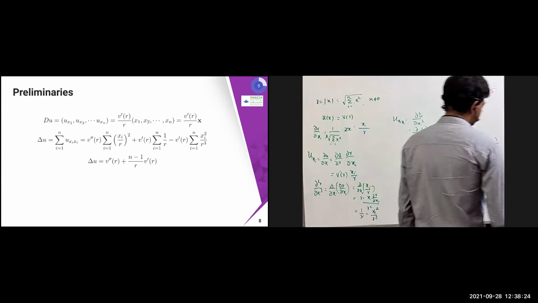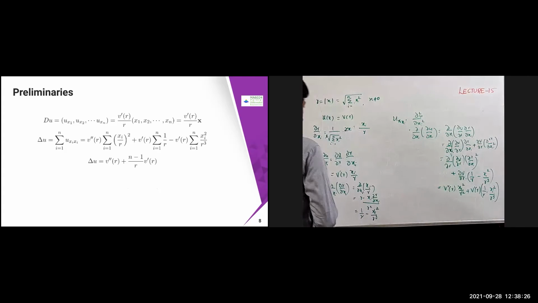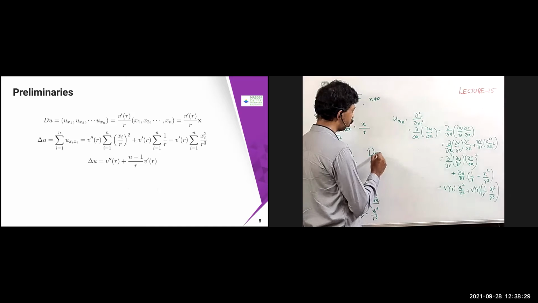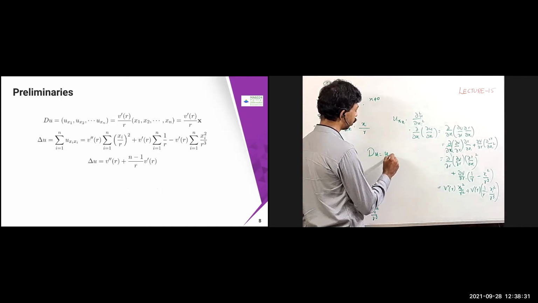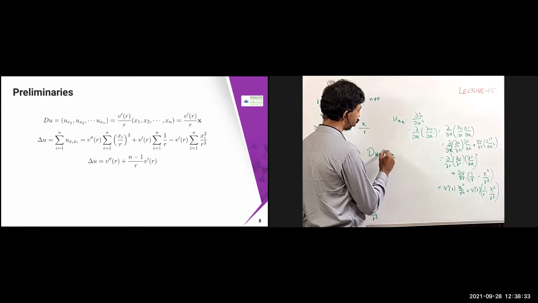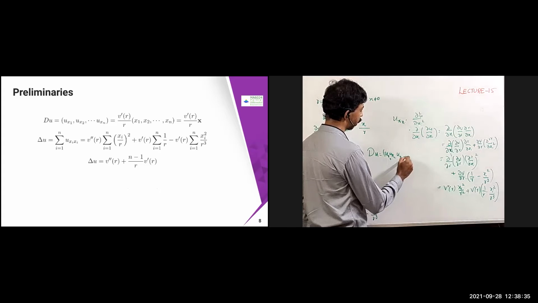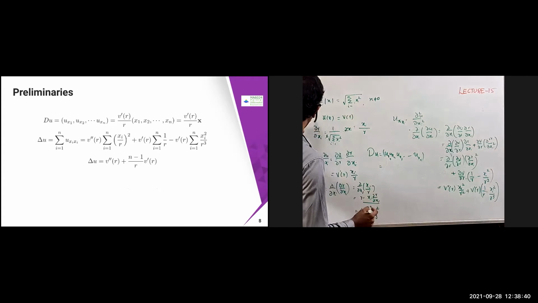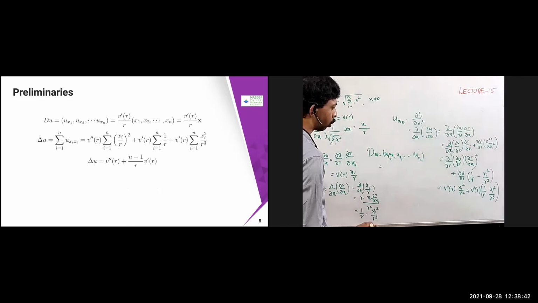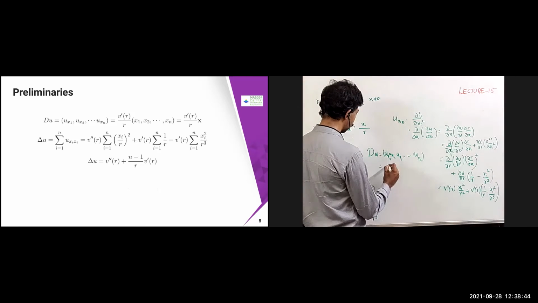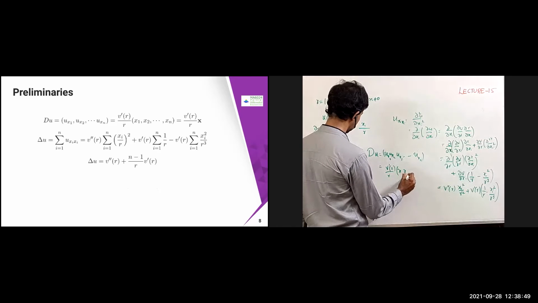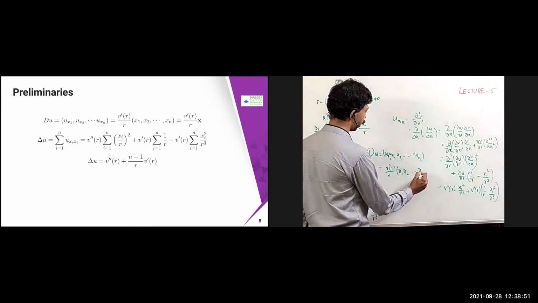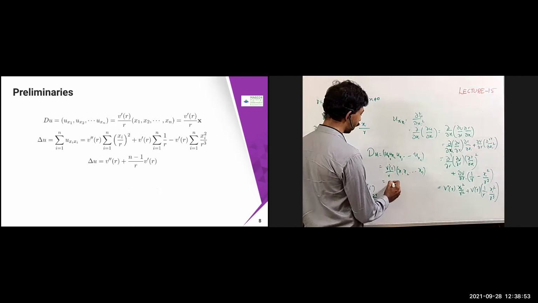Now I am going to calculate my du. du is nothing but u_x1, u_x2, u_x3, etc., up to u_xn. I already know what u_ξi is, therefore it becomes v'(r) by r into x1, x2, etc., xn. So that is nothing but v'(r) by r, this is nothing but my x.